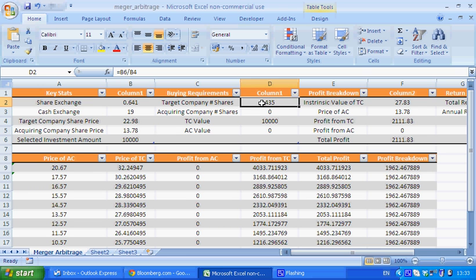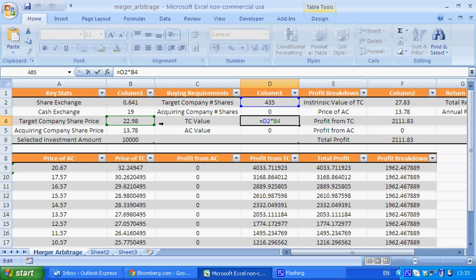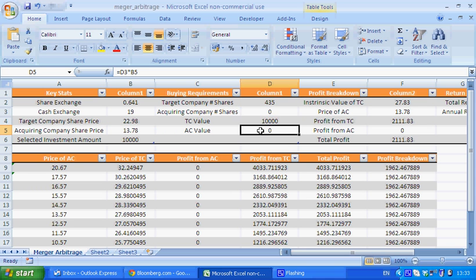So begin with the target company. I just did the amount invested divided by the current share price. The acquiring company number of shares is just left at 0 because we still have to work that out. We have to manipulate this so that if the acquiring company goes to 100, we'll still make a profit, and if it goes bankrupt to 0, we'll still make a profit as well. So the TC value is just the amount of shares times the current share price, and the same for AC.